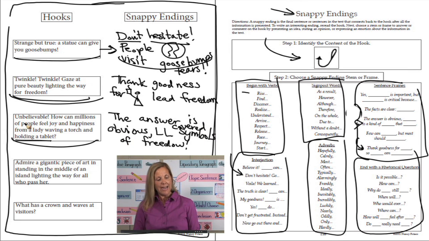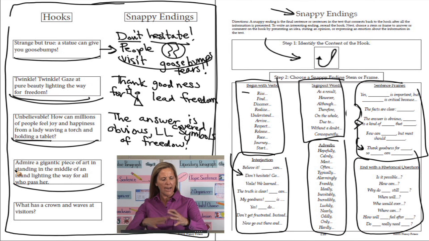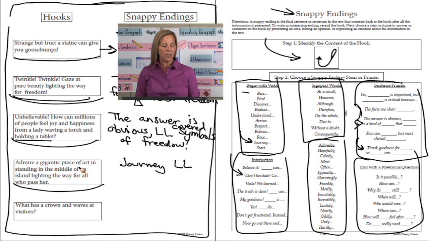So we were answering, how can millions of people feel joy and happiness from a lady waving a torch and holding a tablet? The answer is obvious. Lady Liberty is covered with symbols of freedom. Let's go to the next one. Admire a gigantic piece of art that's standing in the middle of an island, lighting the way for all who pass her. Let's go to journey. Let's begin with a verb to connect this. Admire a gigantic piece of art standing in the middle of the island, lighting the way for all who pass her. Let's connect that snappy ending. Journey to Lady Liberty so you can admire this piece of art that represents liberty to all.